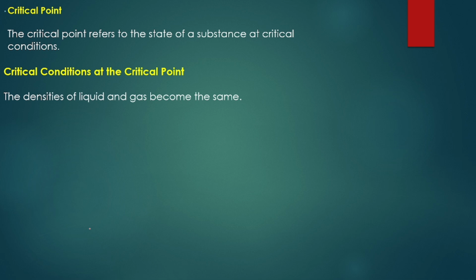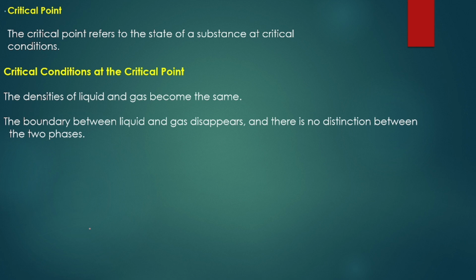At the critical point, the densities of liquid and gas become the same. Another point: the boundary between liquid and gas disappears, and there is no distinction between the two phases. That's why there is no boundary between liquid and gas.